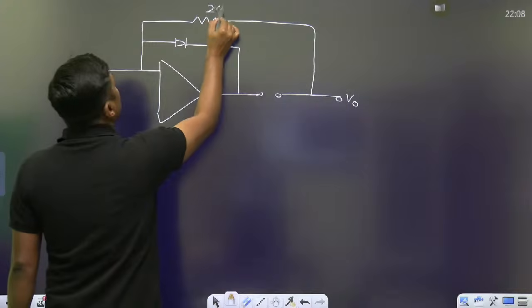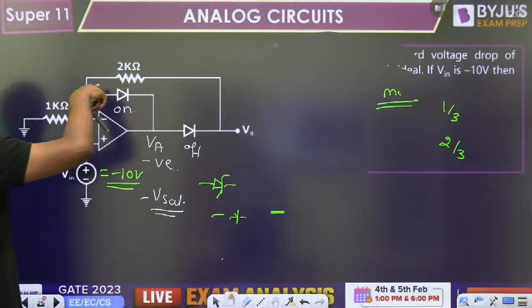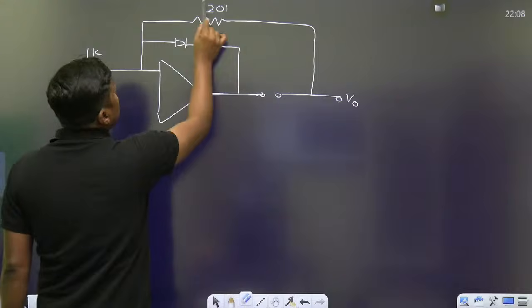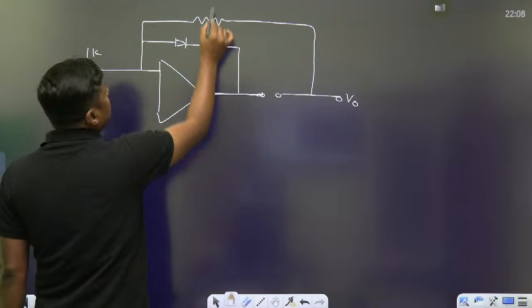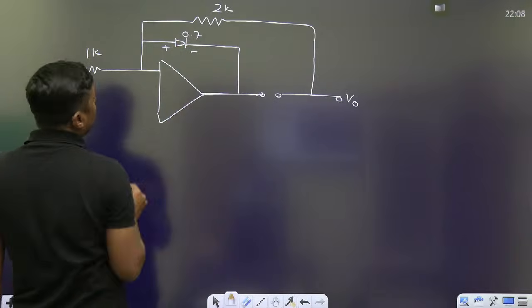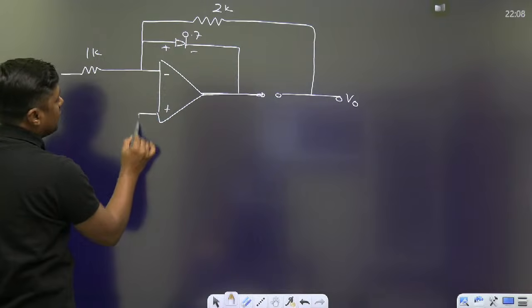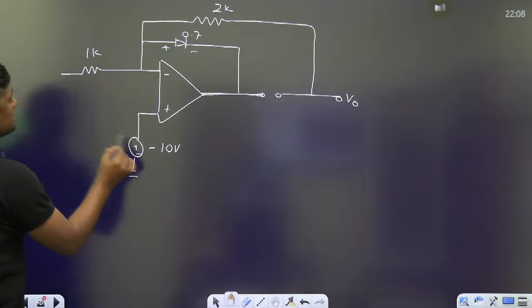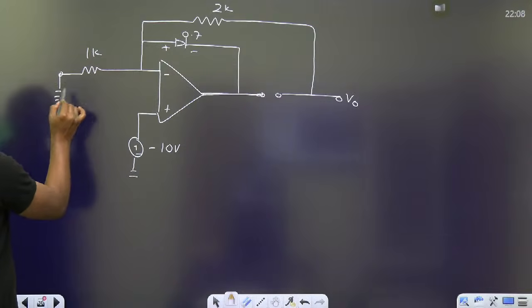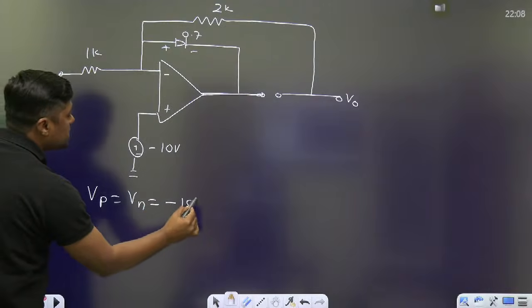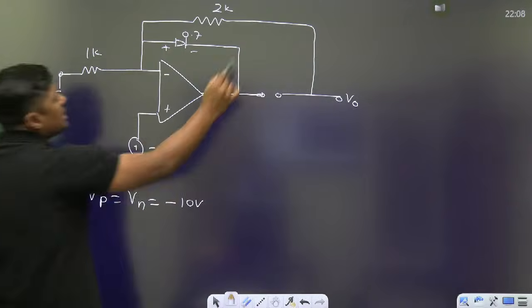This is the 20 kilo ohm, 22 kilo ohm, and this is the 1 kilo ohm, 2 kilo ohm. And what is the drop across the diode? 0.7 volt, minus plus, and what is connected here? 10 volt, minus 10 volt. Now, since there is a negative feedback, virtual short concept is valid. Vp is equal to Vn is equal to what? Minus 10 volt.